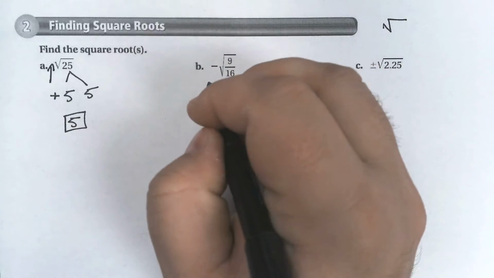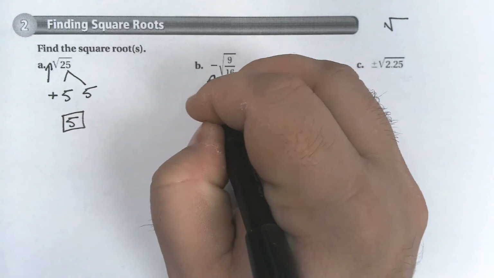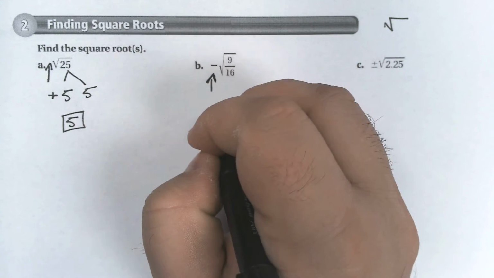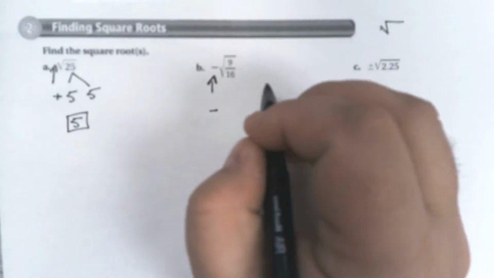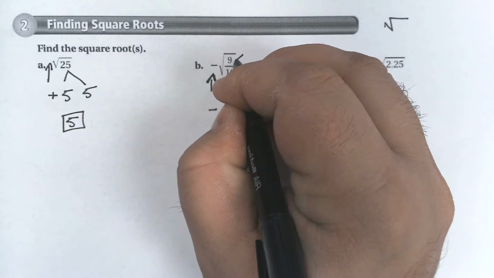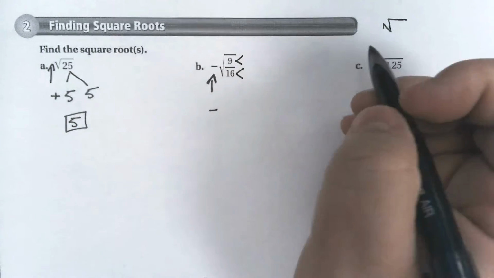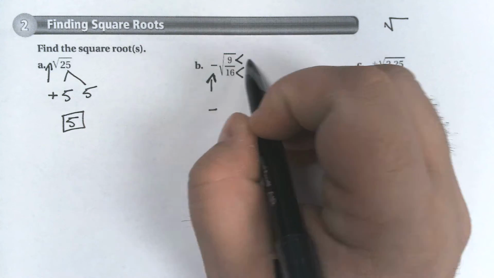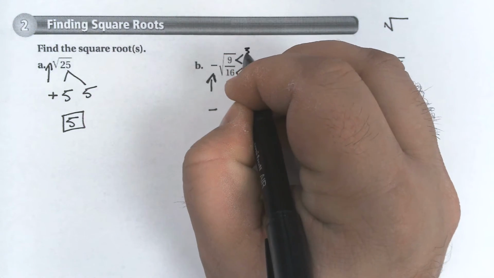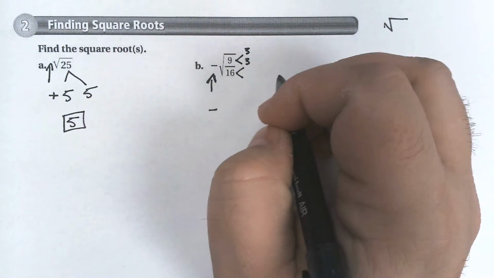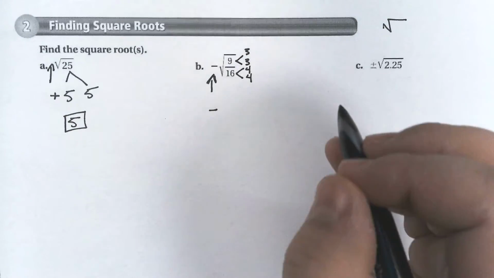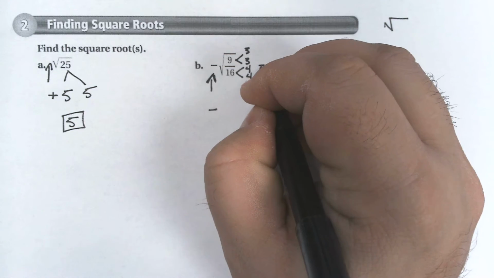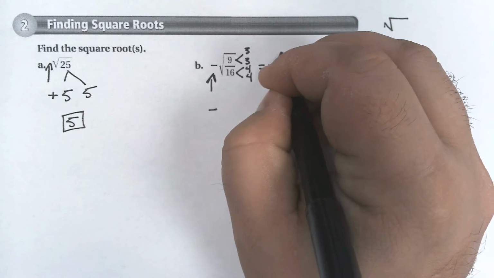Now over here on B, if I use the same idea, I should be able to recognize from the very beginning, my answer's got to be negative. Now the fun part about doing a fraction is what it's asking is actually two different problems, and I've got to solve those. So what times itself equals 9? Well, that's 3. And what times itself equals 16? That's 4.